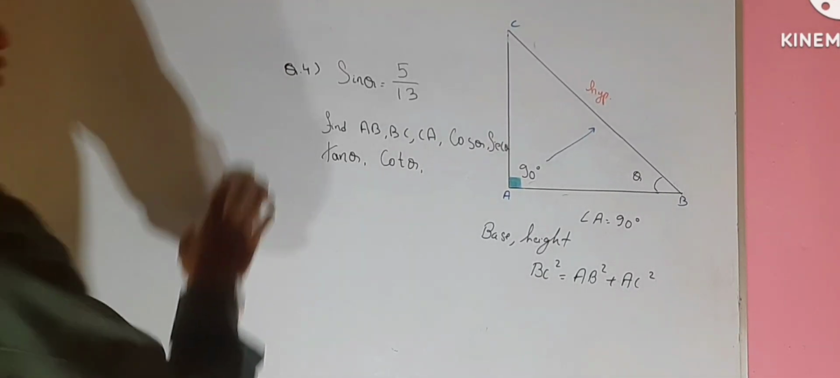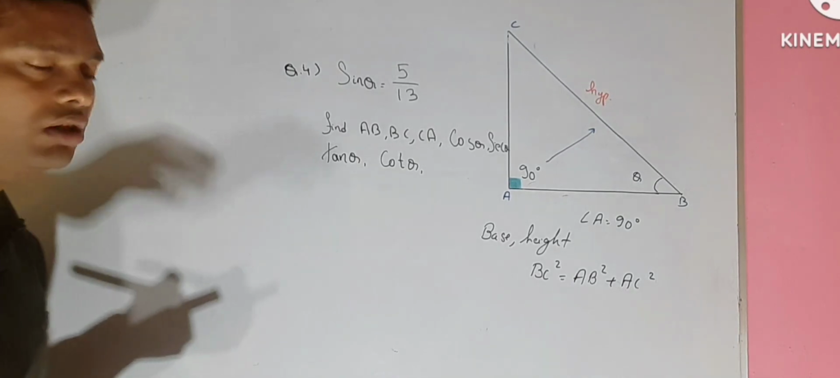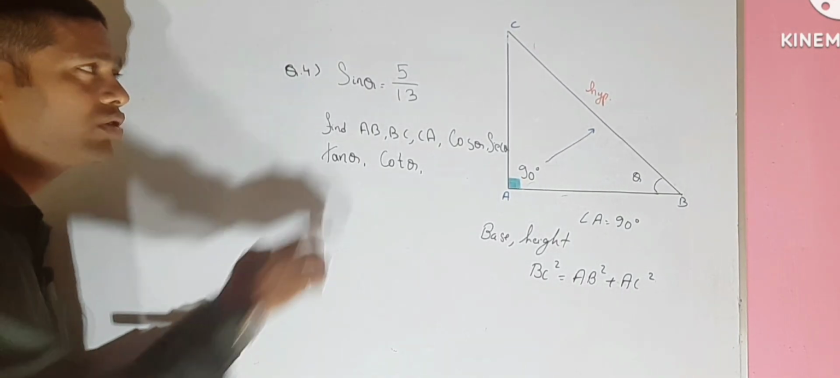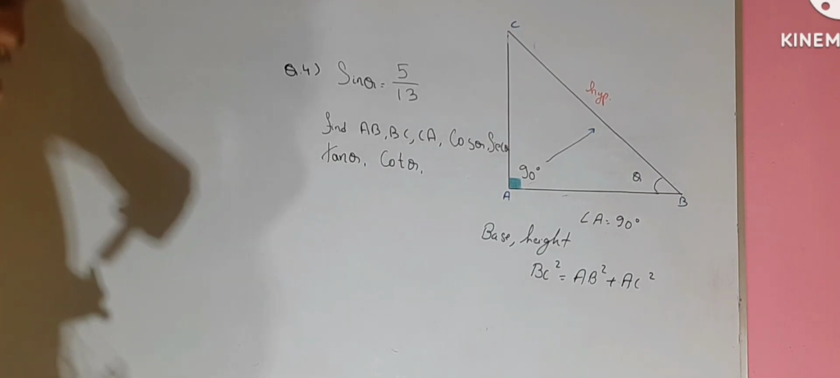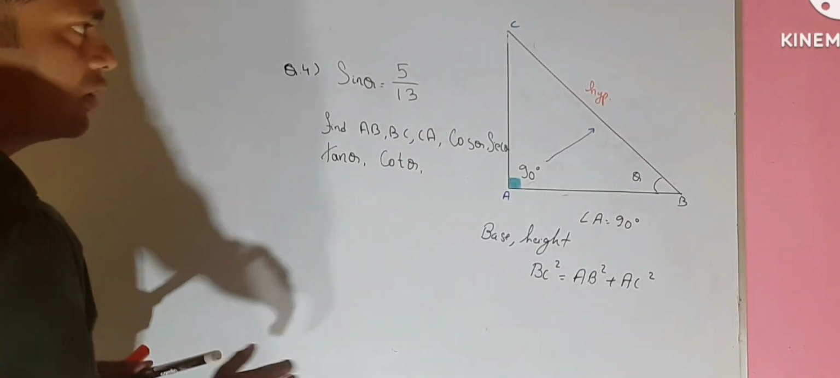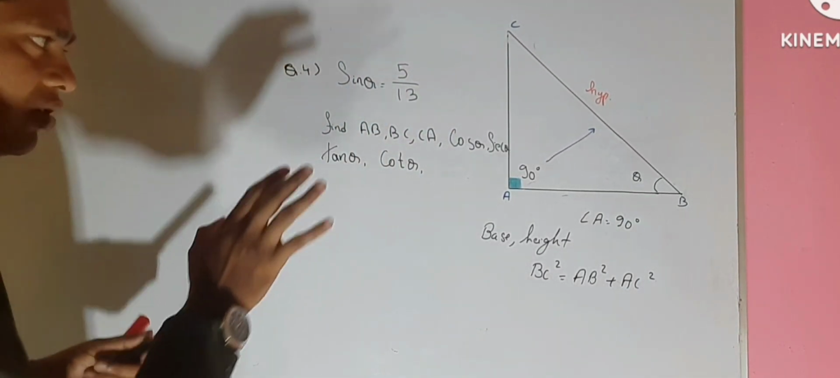So there you go, there is the next question. I am discussing all the models which will be helpful for you. Now they gave you sin theta is equal to 5 by 13. What we have to find out? So all these things we have to find out. Same diagram, I'm not changing the diagram, it will be easy for you.